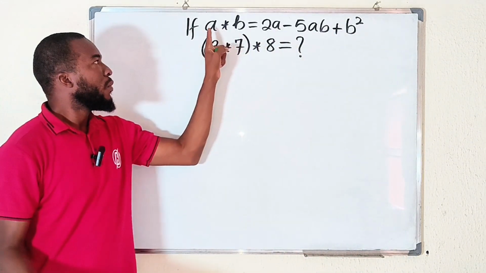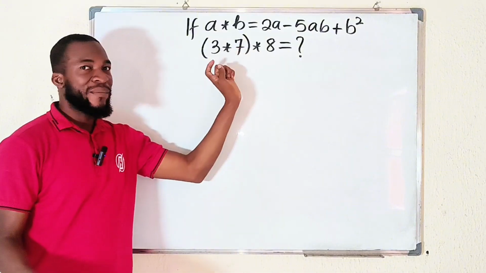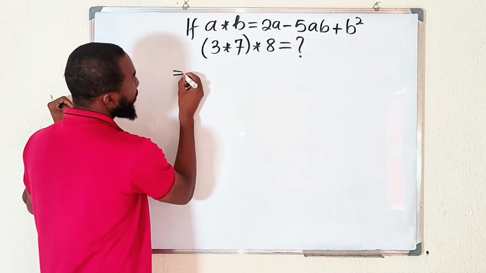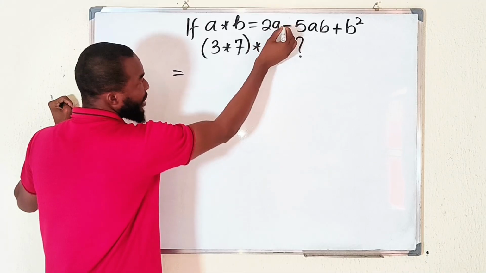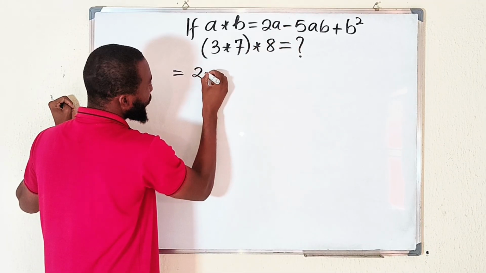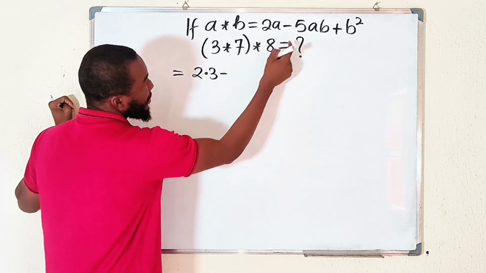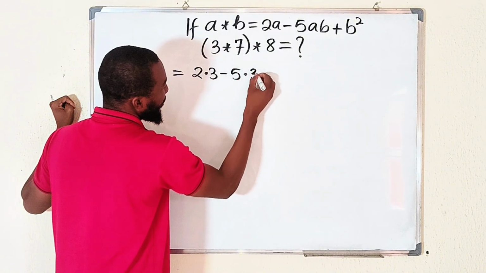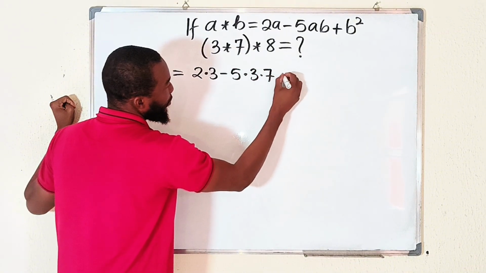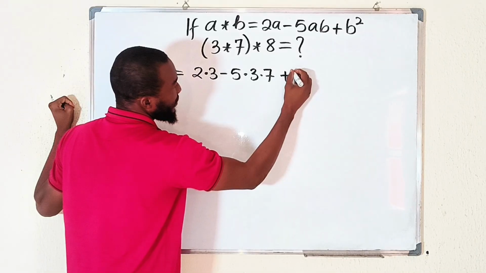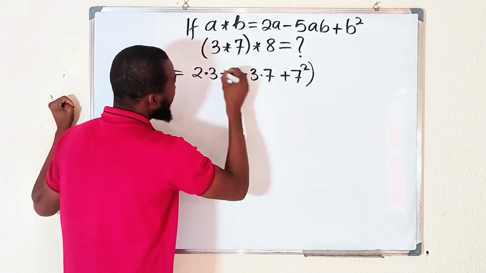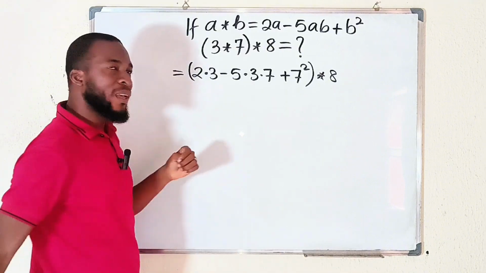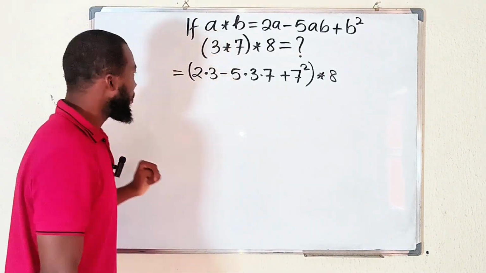All right, look at a as 3 and b as 7, then substitute everything. We have 2 multiplied by 3, then minus 5ab, meaning 5 times 3 times 7, then plus b squared, which is 7 squared. Remember, we still have asterisk 8 outside. But let us simplify this first.